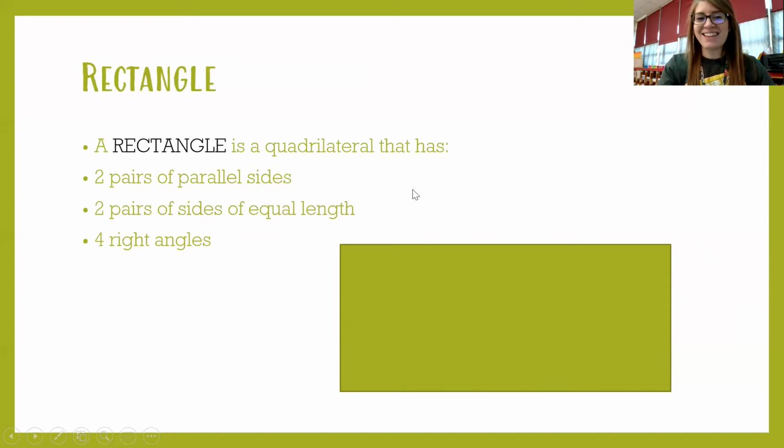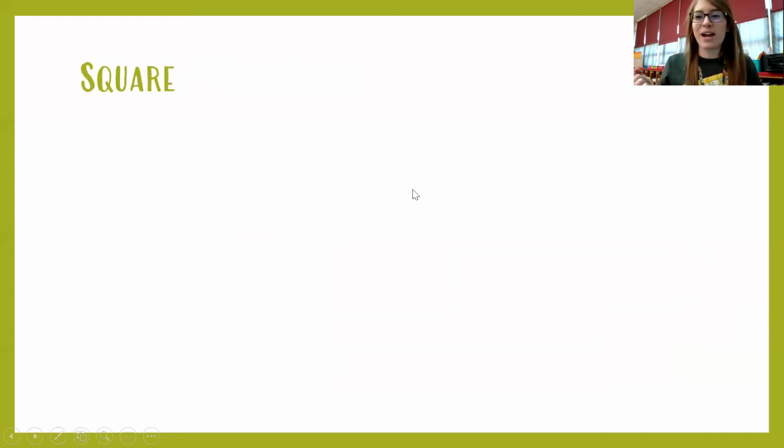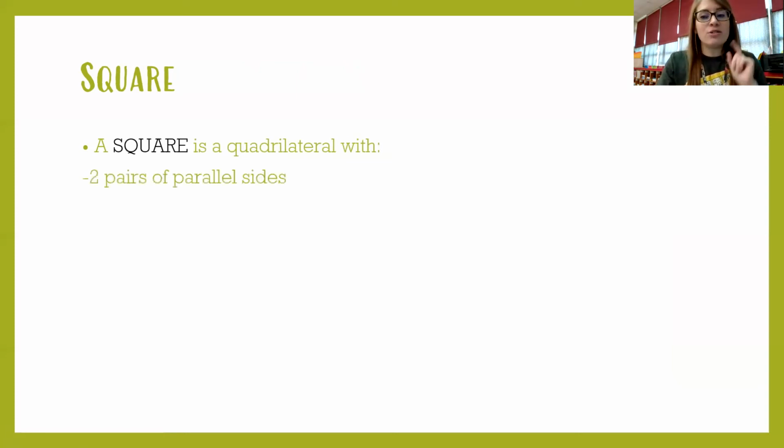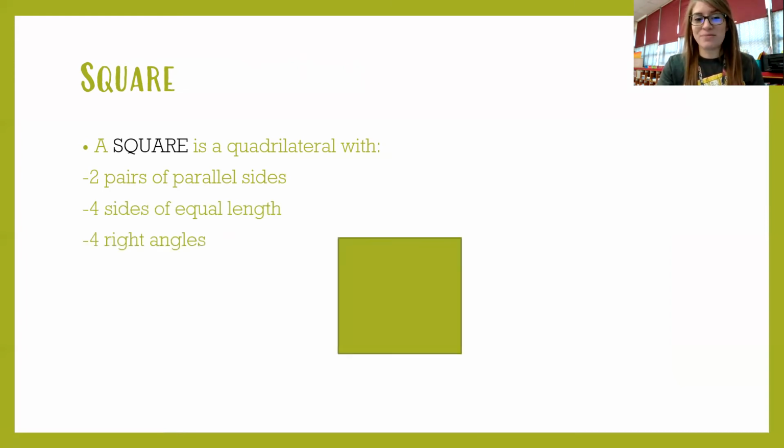All right, and the last word we have is a square. A square is a quadrilateral with 2 pairs of parallel sides, 4 sides of equal length, and 4 right angles. And it looks like this. All right, guys, that is your chapter 10 vocabulary. I told you there's a lot.